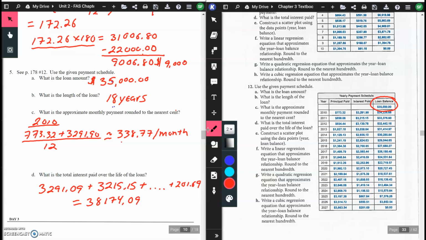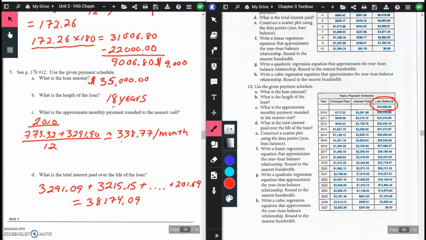What is the approximate monthly payment rounded to the nearest cent? Well, if we look here at 2010, for example, we have principal of $773.32. That comes off your loan balance. Interest is money you pay the company for borrowing money. So you're going to take your $773, your principal, plus your interest, divide that by 12, because you have a monthly payment. There are 12 months in a year. Gives you a rough estimated payment of $338.77 per month.